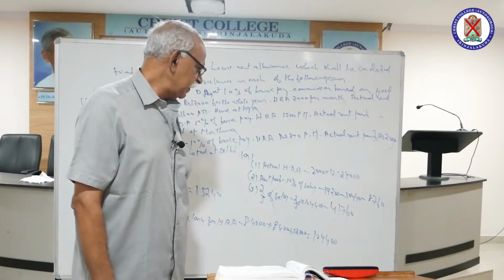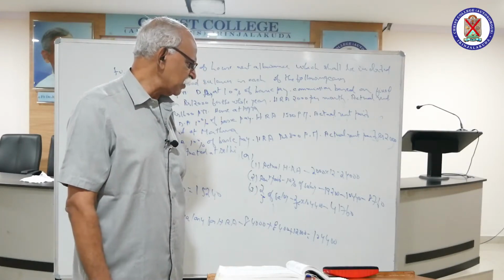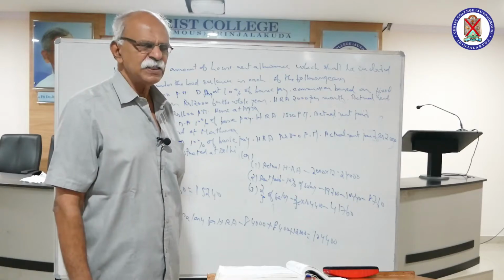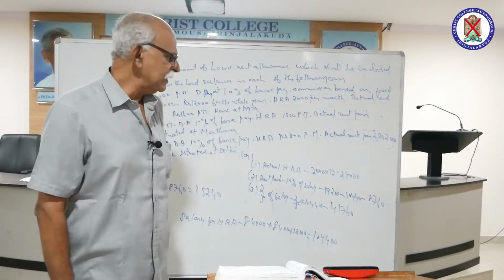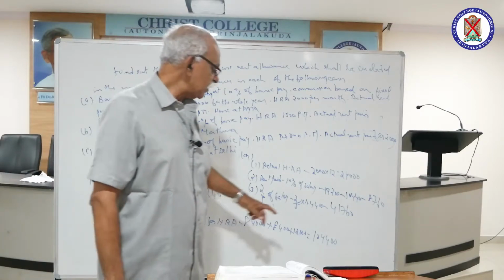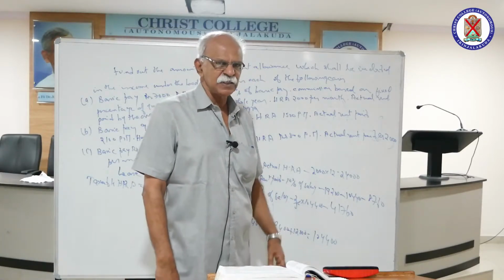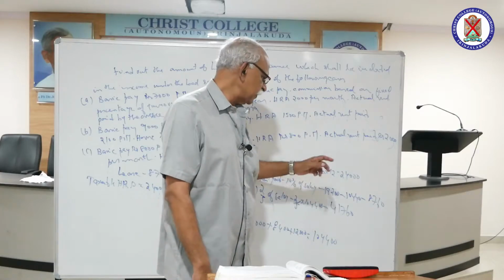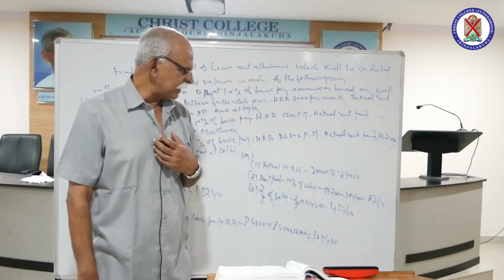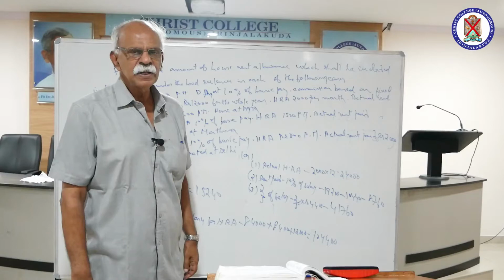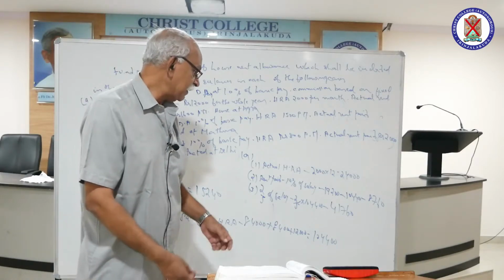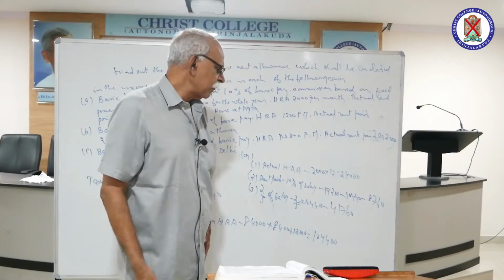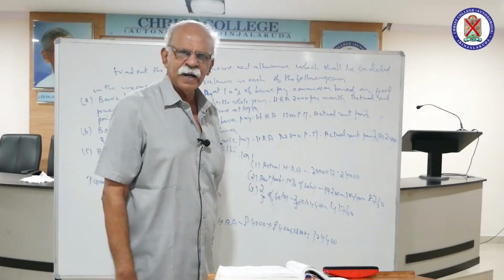Then comes rent paid minus 10% of salary. Rent paid is 1,600 per month, so for 12 months it works out to 19,200. 10% of salary: salary for the purpose of HRA is 1,04,400, and 10% of that is 10,440. The difference comes to 8,760.